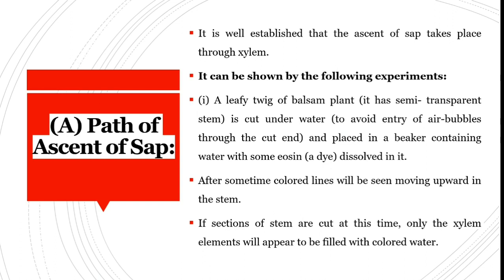So a leafy twig of balsam plant is cut and placed under water containing a dye, that is eosin. After some time, colored lines will be seen moving upward in the stem. If sections of stem are cut at this time, only xylem elements will appear to be filled with colored water. From this experiment, it can be concluded that the water movement takes place through the xylem only.